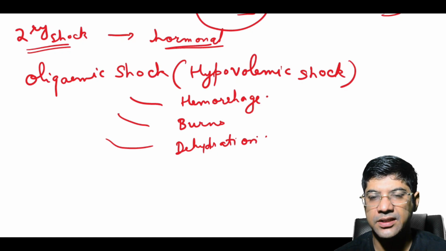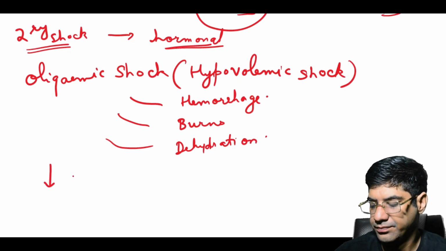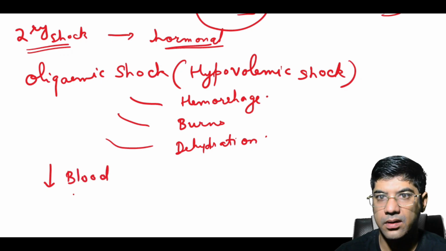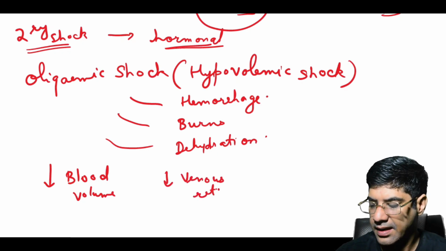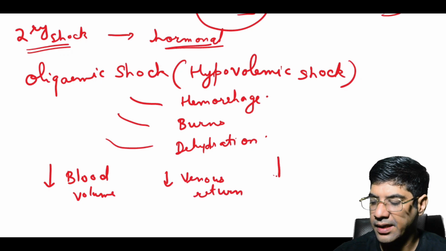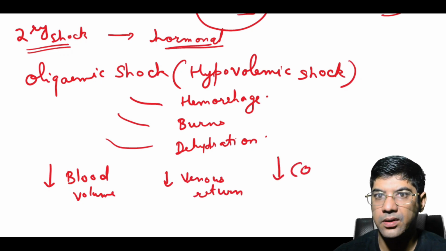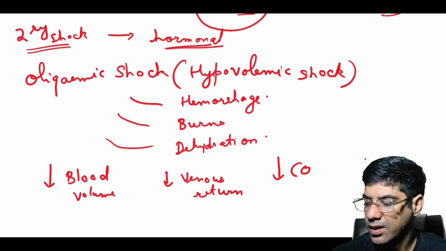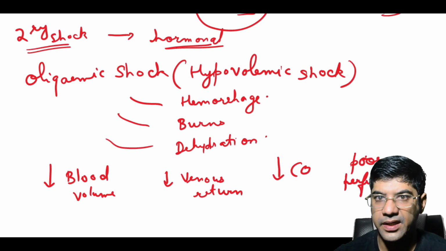So each of these conditions lead to decrease in the blood volume that reduces venous return to the heart, and that causes decreased cardiac output and lead to poor perfusion of tissues.